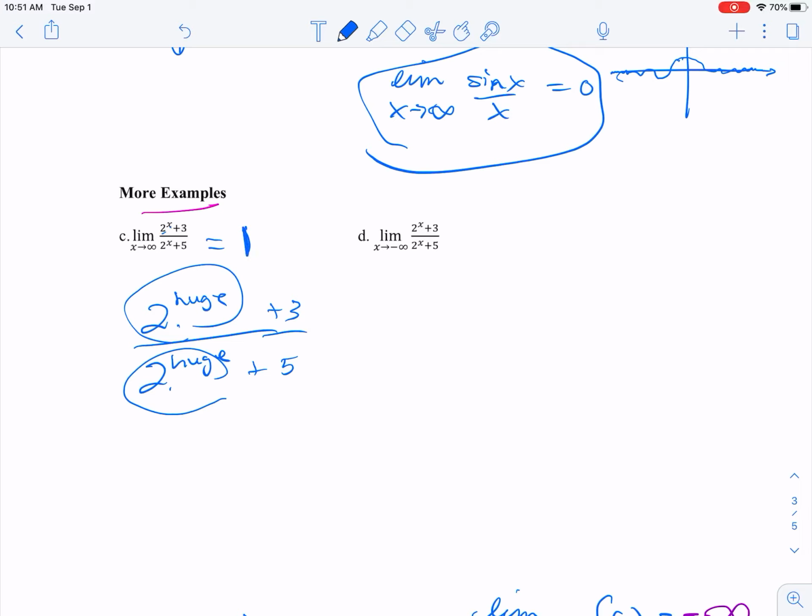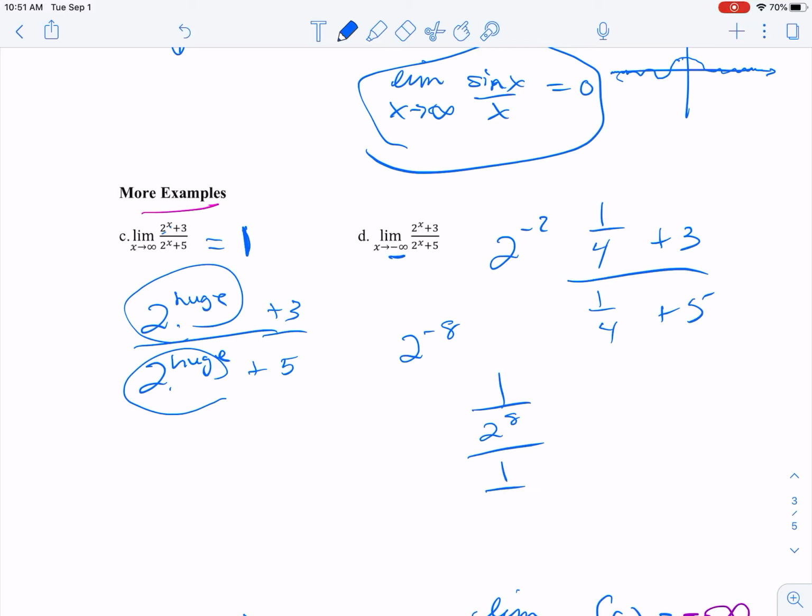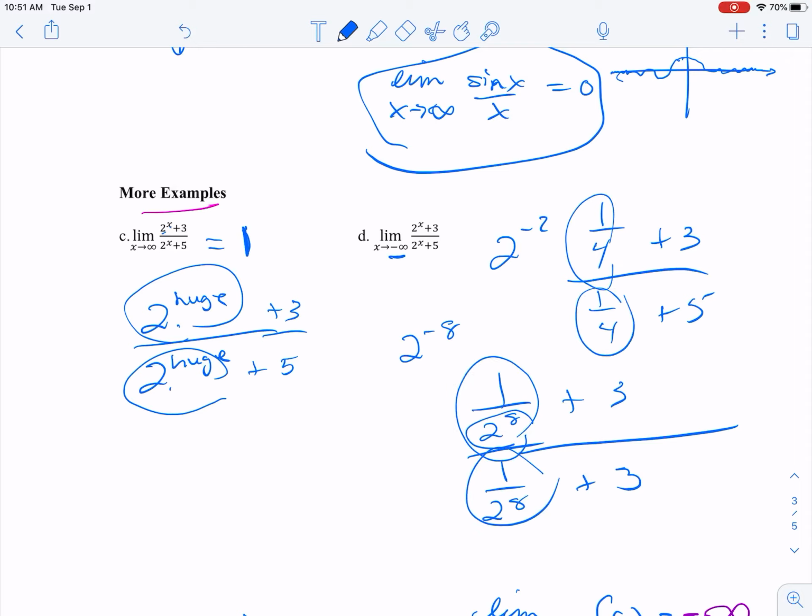Over here, we're going to negative infinity. So I have 2 to the -2. What's that? 1 over 4, correct? And this is 1 over 4. And I add 3, and I add 5. Well, what happens if I have 2 to the -8? It's 1 over 2 to the 8th, and 1 over 2 to the 8th. And I'm going to add 3 and add 5. What's happening to this? As the denominator gets bigger, 1 over a big number approaches 0. So this is going to become 0, and this is your limit.